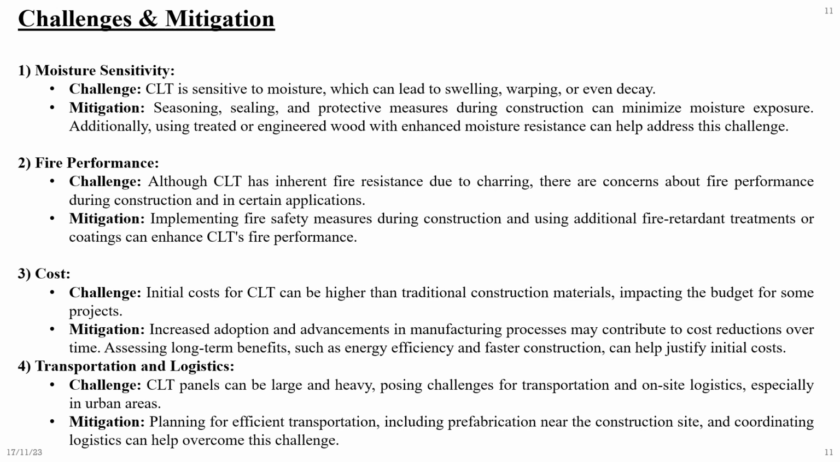In this slide, we will be discussing the challenges and the mitigations which come in the construction of cross-laminated timber. First, moisture sensitivity challenge. CLT is sensitive to moisture, which can lead to swelling, warping, or even decay. Mitigation, seasoning, sealing, and protective measures during construction can minimize moisture exposure. Additionally, using treated or engineered wood with enhanced moisture resistance can help address this challenge.